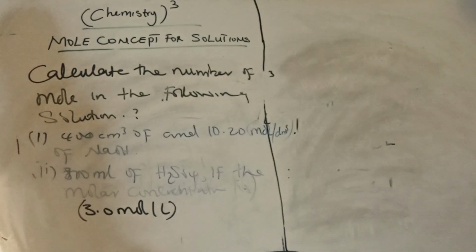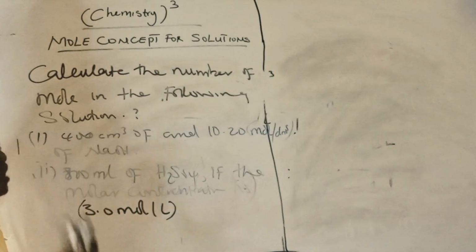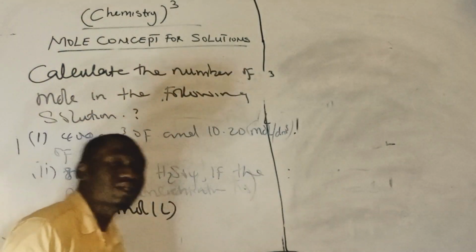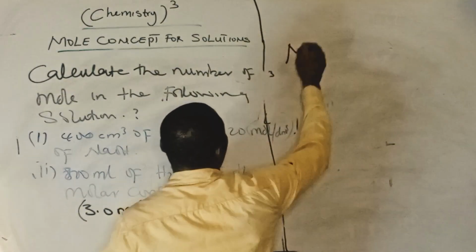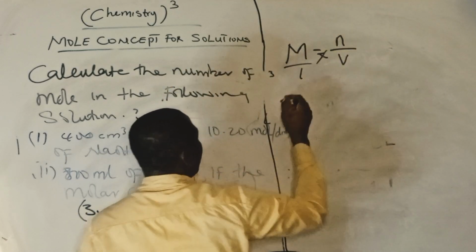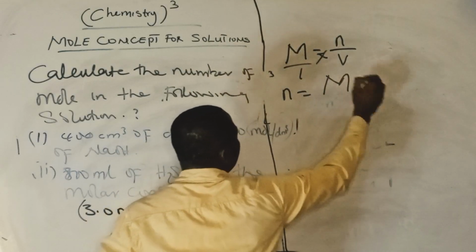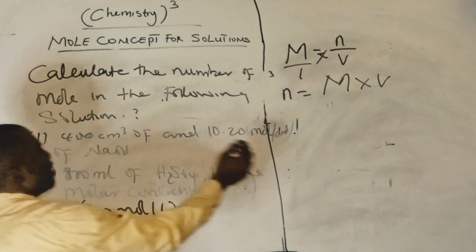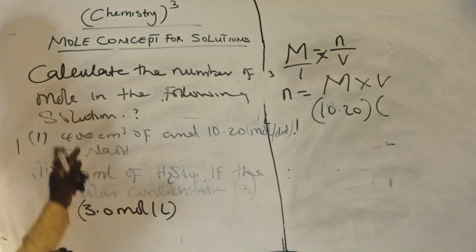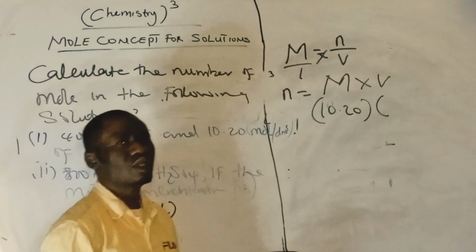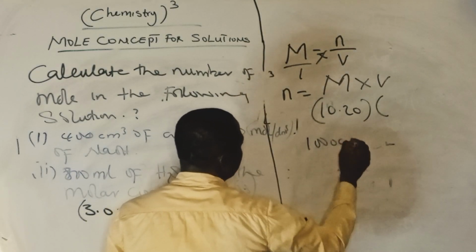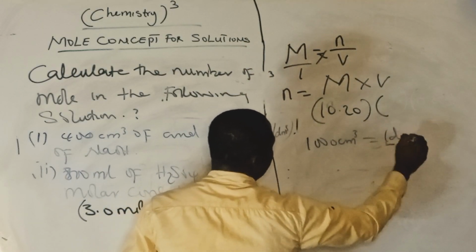You're having 400 cm³ of sodium hydroxide having 10.20 mole per dm³. You are asked to find the number of moles. Understand that molarity is equal to number of mole over volume. Now, if I put a 1 here and cross multiply, number of mole is simply molarity times the volume. What's the molarity? Molarity there is 10.20 mole per dm³. And my volume is 400 cm³. Remember, you need to convert cm³ to dm³. Understand that 1000 cm³ is the same thing as 1 dm³.